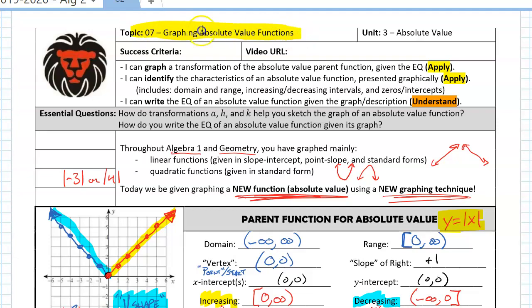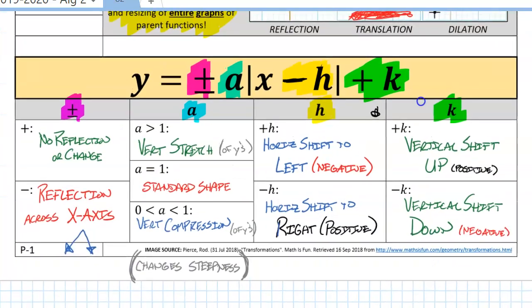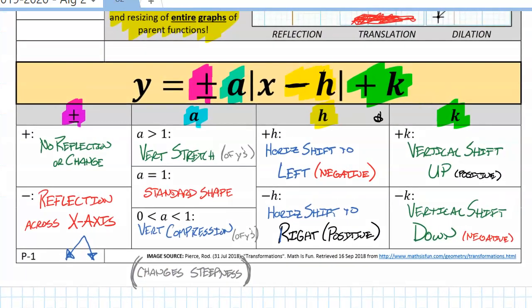This video is finishing up graphing absolute value functions. We just spent some time looking at all of the different transformations that we can perform on an absolute value function. If I have a negative in front, it reflects my graph down.